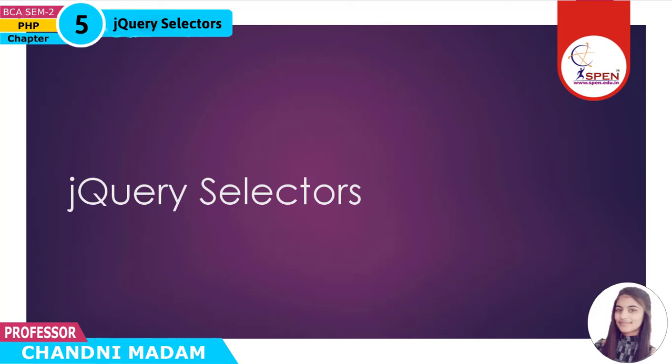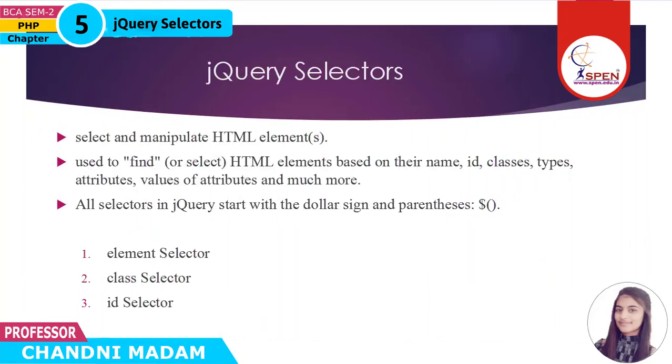So from today we will see different types of selectors available in jQuery. So here, what are jQuery selectors? jQuery selectors are one of the most important parts of your jQuery library. jQuery selectors allow you to select and manipulate HTML elements. They are used to find or select HTML elements based on their name, ID, class, types, attributes, value of attribute and much more. All selectors in jQuery start with a $ sign and parenthesis. Here you can see the dollar sign and parenthesis.